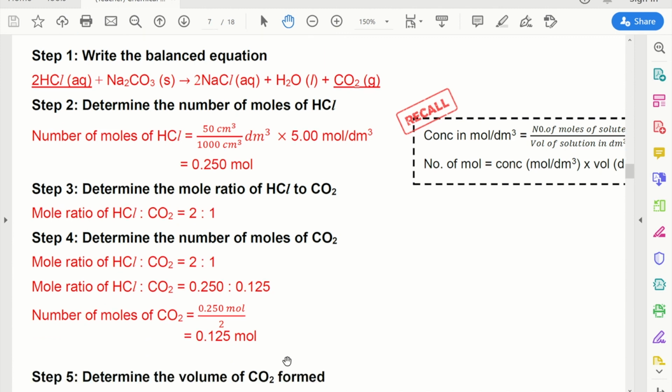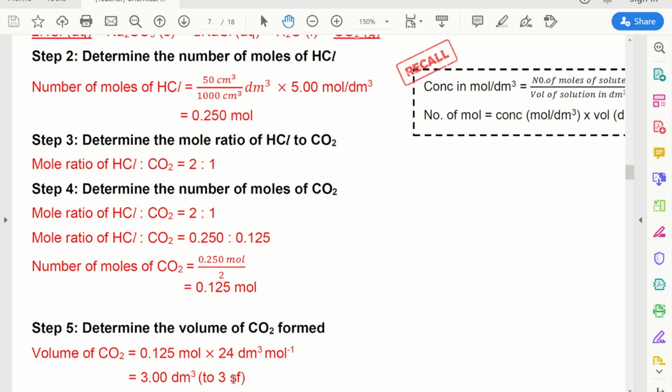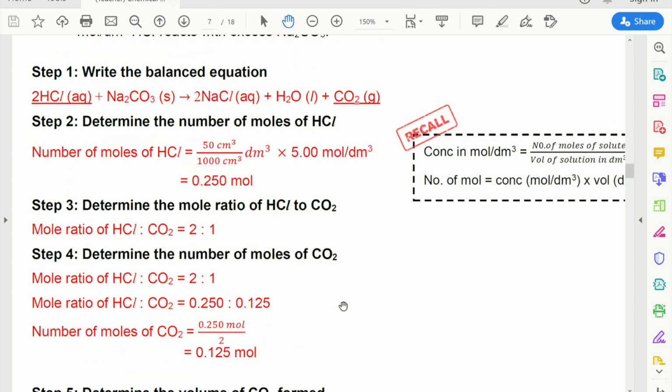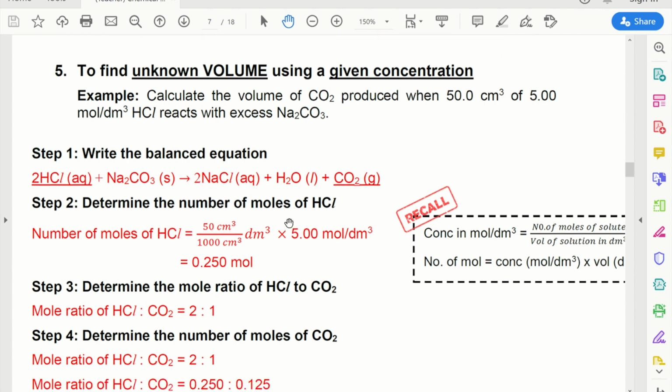So number of moles of carbon dioxide is 0.125 moles. Last step, I need to calculate the volume. So 1 mole is 24 dm cube. Always remember, gas, molar volume. 1 mole is 24 dm cube, so 0.125 mole will be 3 dm cube. So the answer, always leave to 3SF. So actually, the whole thing is the same. It's just that it can be volume, it can be concentration, it can be mass. But the first step is always calculate the number of moles, and just use mole ratio.